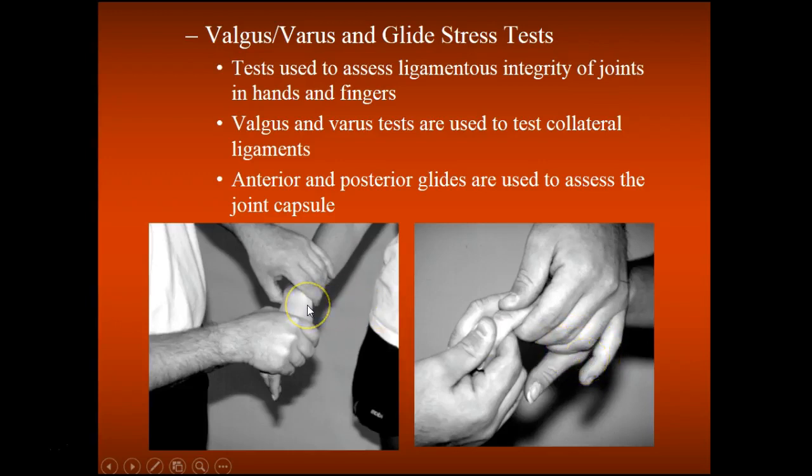At the wrist, you can do valgus varus glides, but you can also do what we call our dorsal to palmar glides, where you move the wrist from dorsal to palmar, or you could do palmar to dorsal glides to test ligamentous laxity of the dorsal and palmar structures. So these are just different ways to assess different ligaments in the wrist, hand, and thumb.